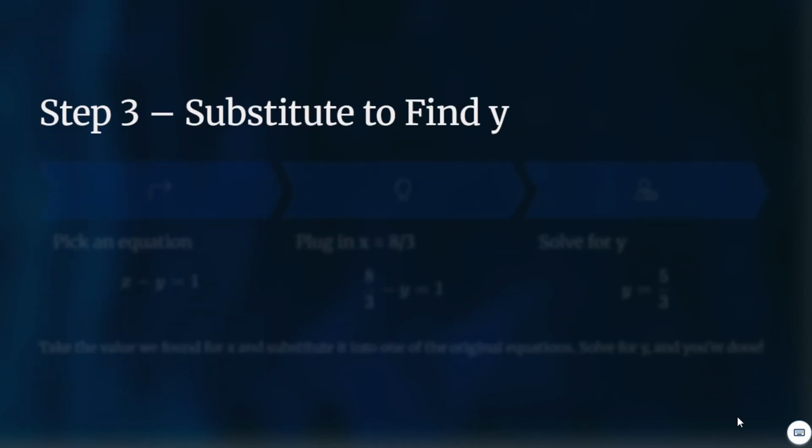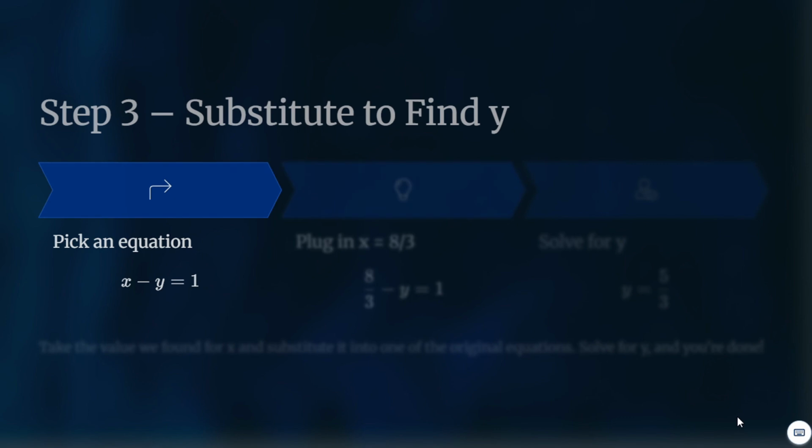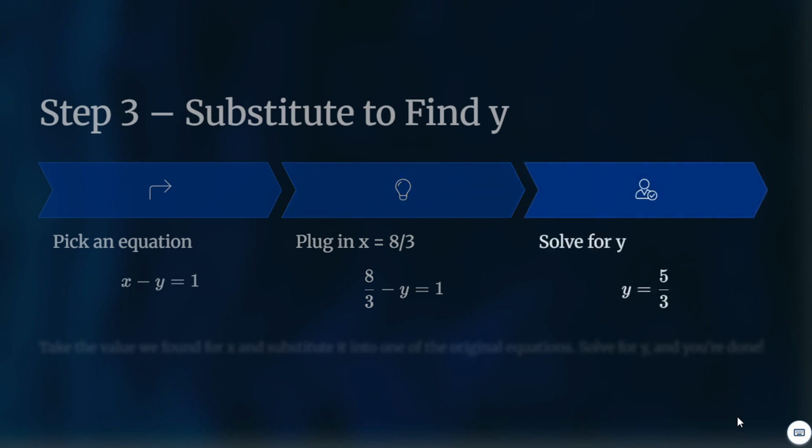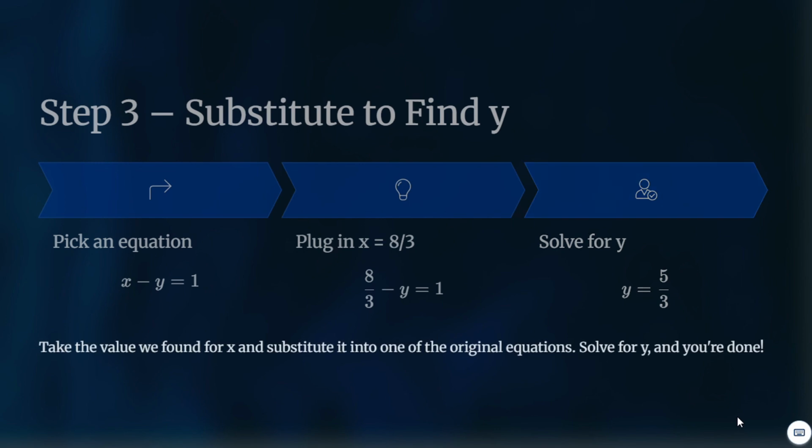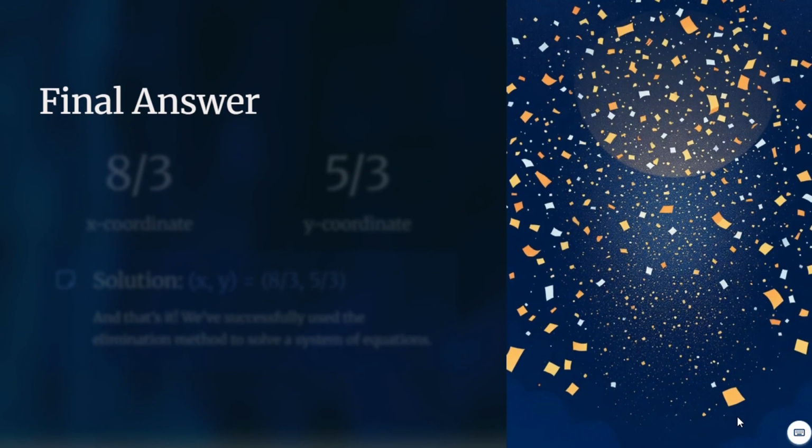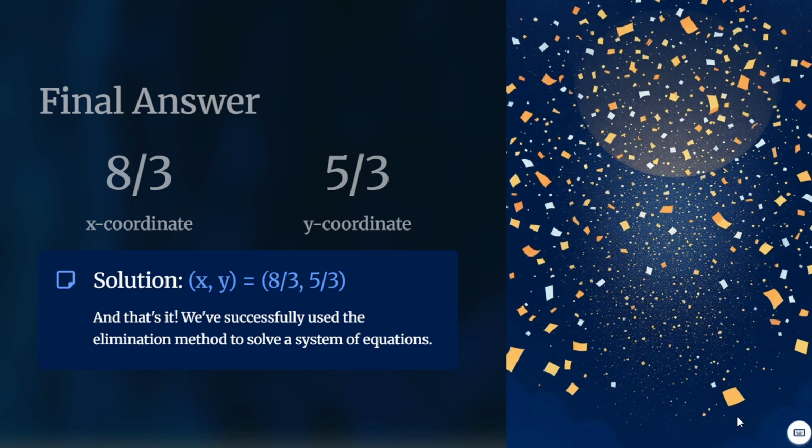In order to solve for y, we can substitute x into any of the two equations that we started with. So let's say that we pick x minus y equals 1. If we plug in x equals 8/3, this becomes 8/3 minus y equals 1. And then we can solve for y by isolating y on one side. So y will be equal to 8/3 minus 1, which is 5/3. Our final answer is therefore x equals 8/3 and y equals 5/3.